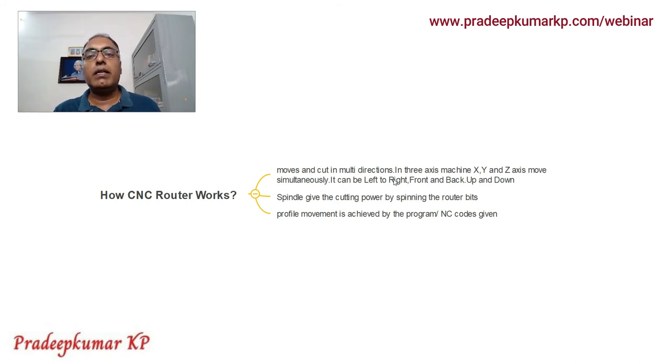That can be X plus and X minus. Then the spindle can go front and back, that can be Y plus and Y minus, and the tool going up and down can be Z minus and Z plus. This is the way the movement happens according to the NC code that is given, and the spindle gives the cutting power. So basically the movement is X, Y, Z.